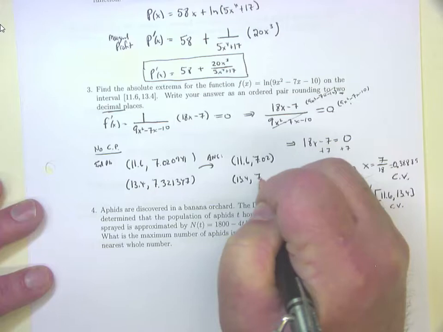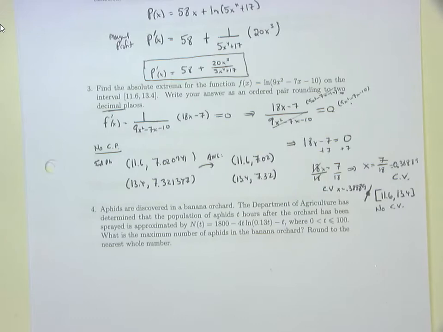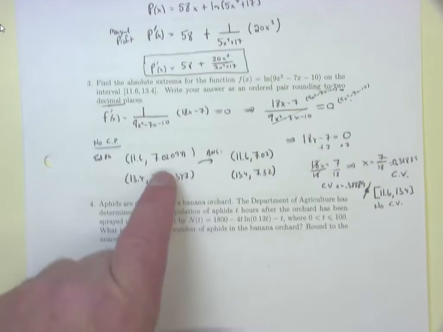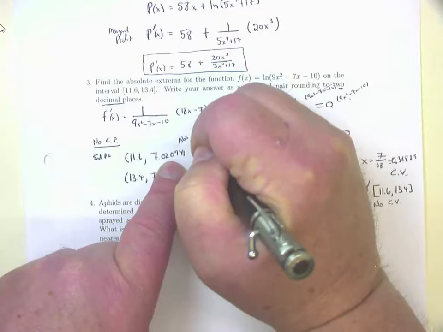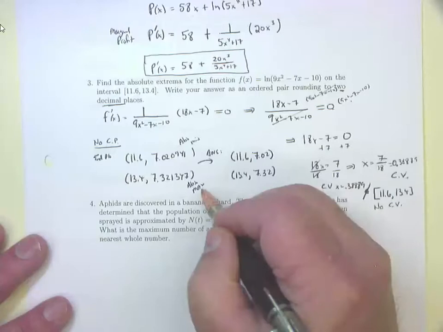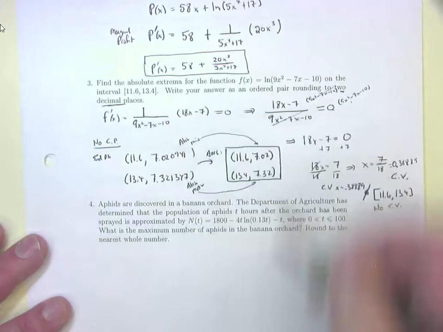But last thing you've got to do, you've got to identify the absolute extremum. Who's the absolute max and who's the absolute min? Which one's which? Look at the y-coordinates. Which one has the biggest y-coordinate? Between 7.02 and 7.32, it's 7.32. So this guy is the absolute max value. Does that make sense? And this guy is going to be your absolute min value. And we did not have any critical points to compare to. So these are my guys. This is your absolute max. This is your absolute min. This is my answer. Does that make sense? Questions?